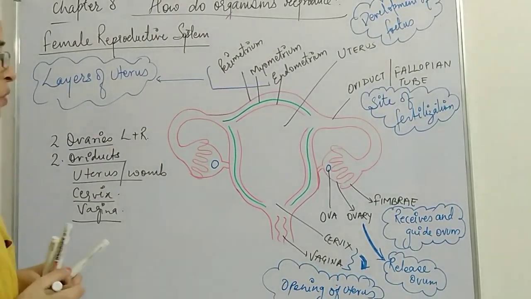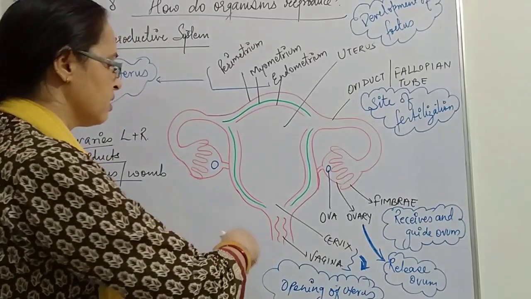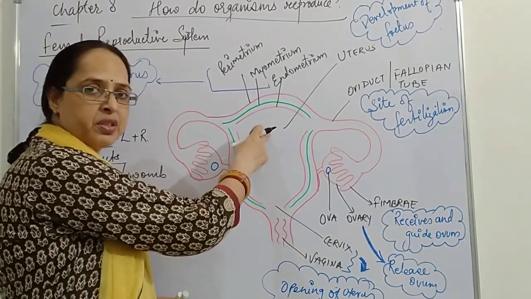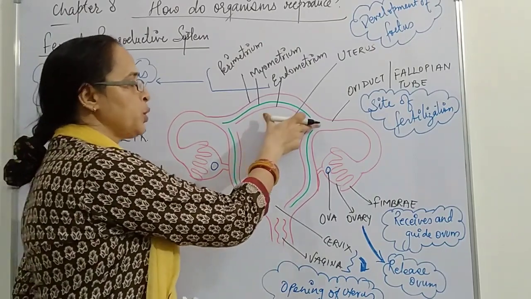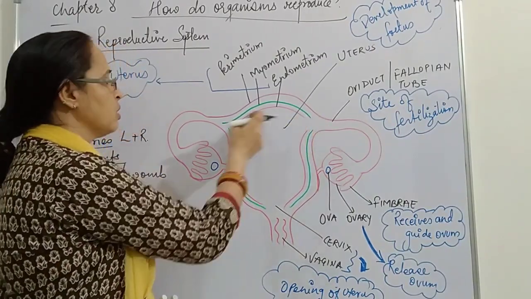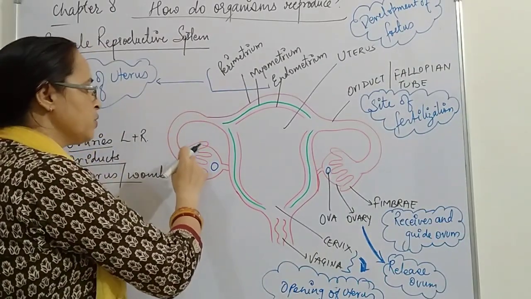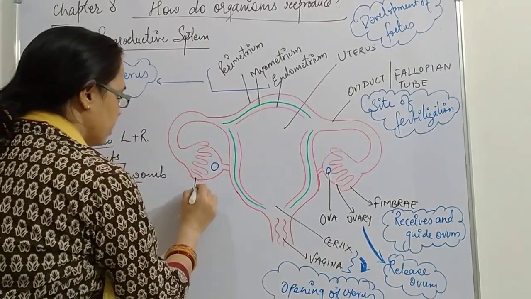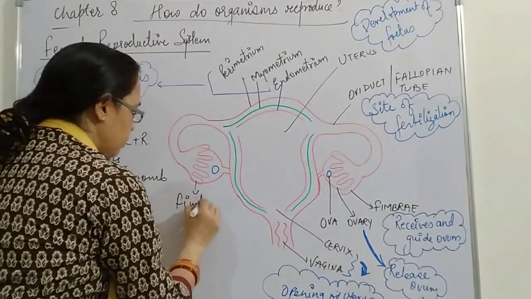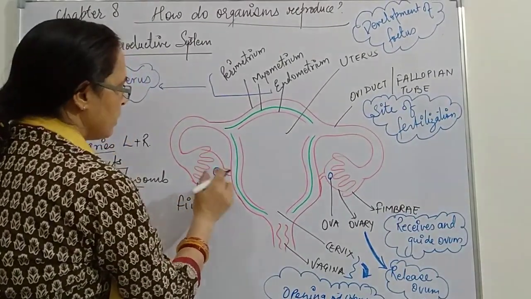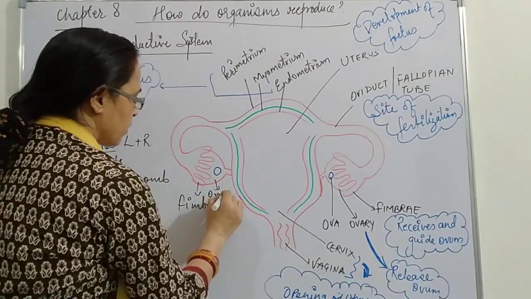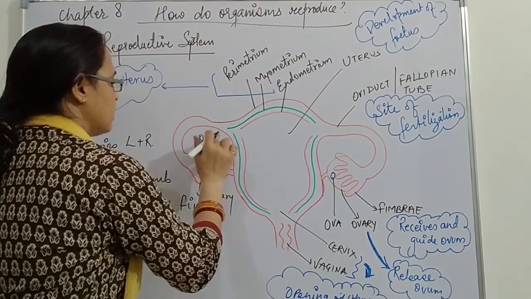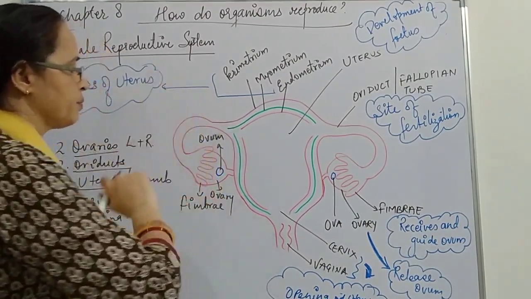Now let us have a look at the diagram. See here, this is the vagina, cervix, then comes the uterus. From the uterus, two tubes arise on the sides called the oviduct. Oviduct moves into finger-like structures. These are called fimbriae. And after the fimbriae comes the ovary. And the ovary contains the ovum, or we call it the egg.